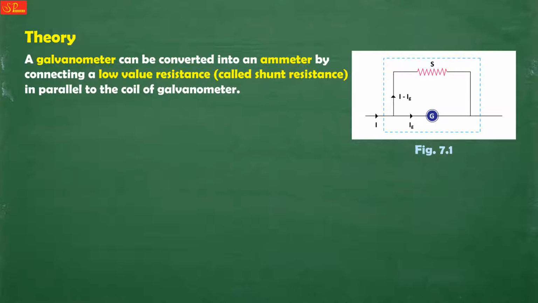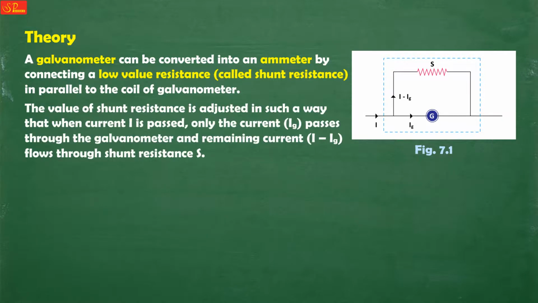Theory: a galvanometer can be converted into an ammeter by connecting a low value resistance, called shunt resistance, in parallel to the coil of the galvanometer. The value of shunt resistance is adjusted in such a way that when current I is passed, only the current Ig passes through the galvanometer and the remaining current I minus Ig flows through shunt resistance S.